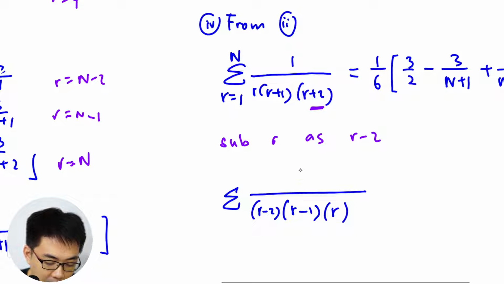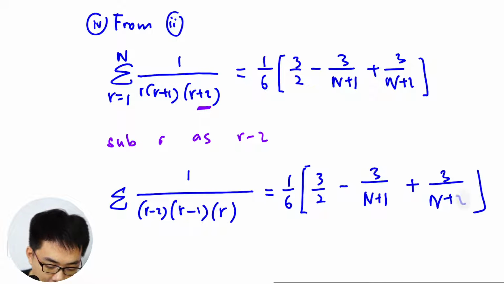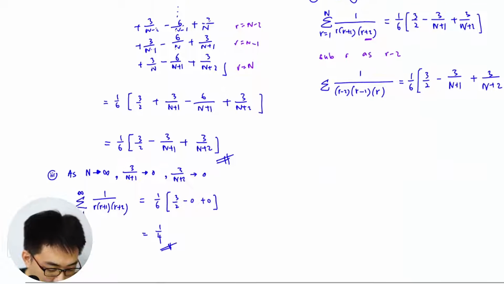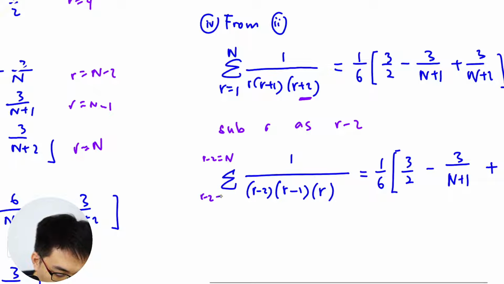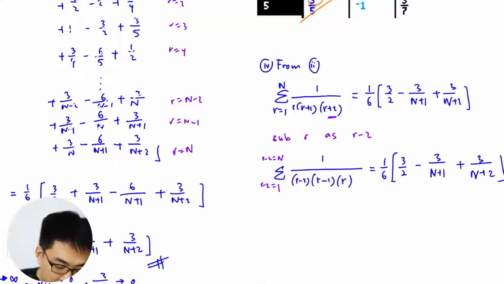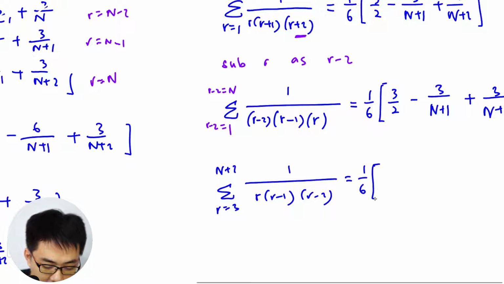This will be r. Then this is 1 equals to 1/6, 3/2 minus 3/(n+1) plus 3/(n+2). Okay, then you remember you should replace this as well. So it's r minus 2 equals to n, r minus 2 equals to 1. So you start off with this case here, this case r, this is n plus 2. You make r the subject, then this is r equals to 3, this is r minus 1, r minus 2, this is 1. Now this is just changing without changing the one on the right.